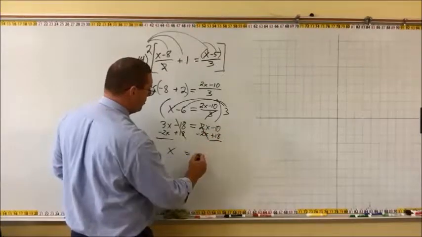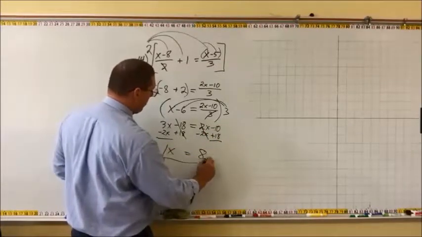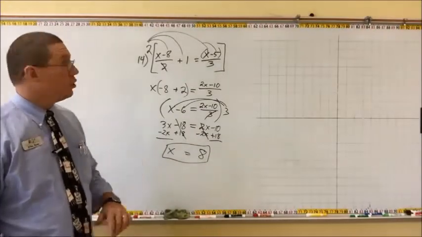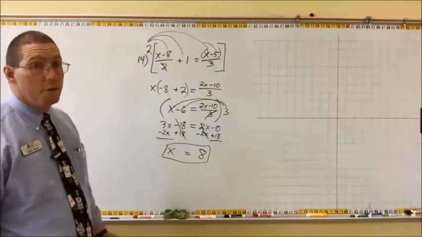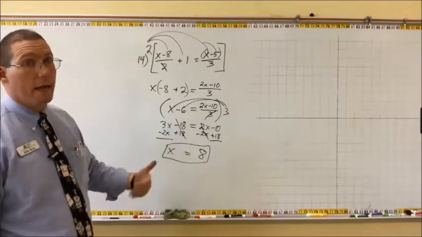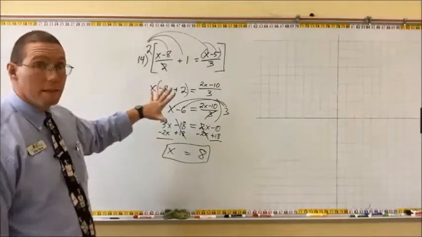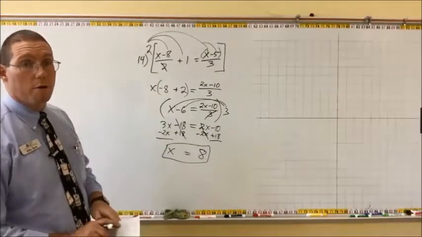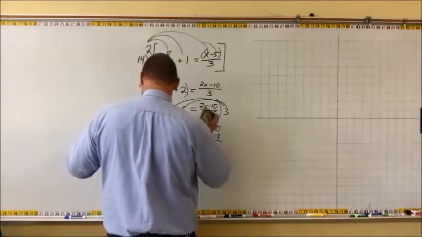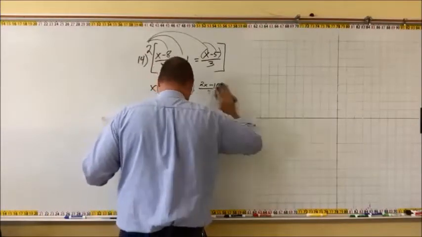Negative 10 plus 18 is positive 8, and we have x is equal to 8. Okay? I recommend that you go back and do this a few more times if you didn't understand. Watch my video again and again, just this part, until you understand why this works. Okay? All right? Let's try question number 15.